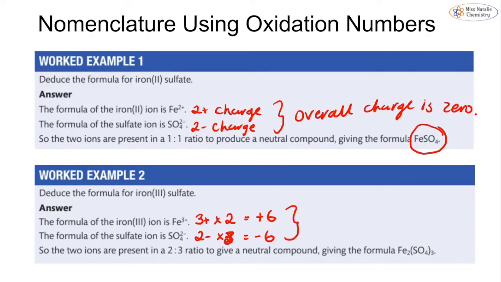Now, the overall charge, again, is 0. So they are present in a 2 to 3 ratio, giving you the formula Fe2(SO4)3.